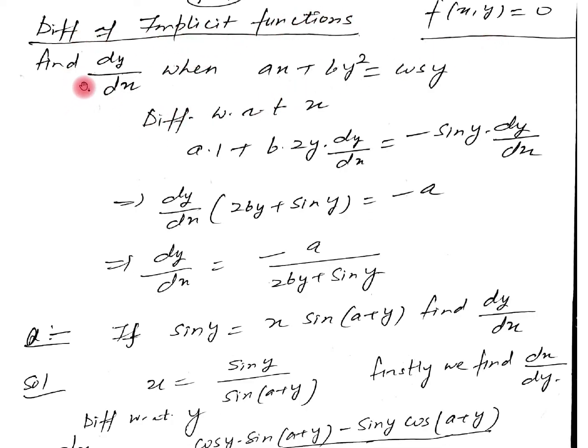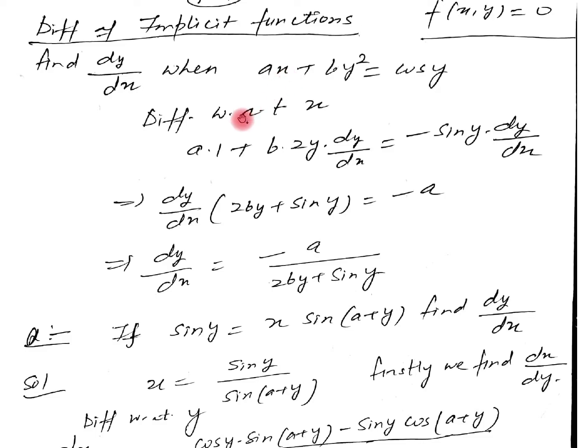The question is: find dy by dx when ax plus by square is equal to cos y. Now in this function, if we want to separate x and y, it cannot be done. Now we have to find dy by dx, differentiating with respect to x. Now we differentiate each term with respect to x.